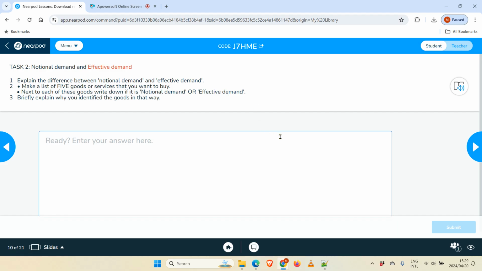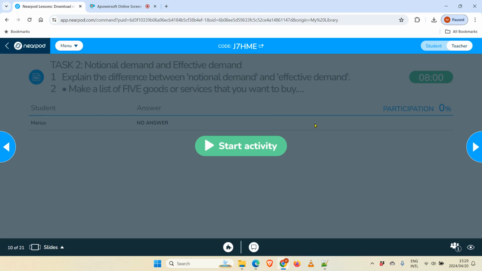So this is what the student will see, the questions again, and then the answers that they'll complete in this space. Okay, again, the teacher will start the activity, the time is allocated, and when the activity finishes, the students can see their answers, or rather, the teacher can see the scores.